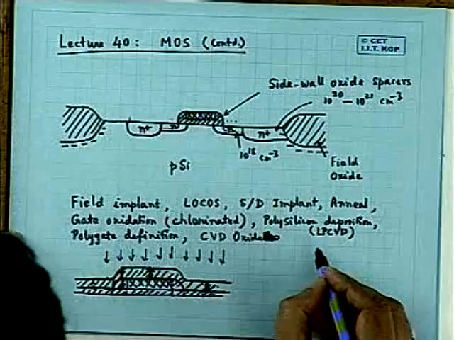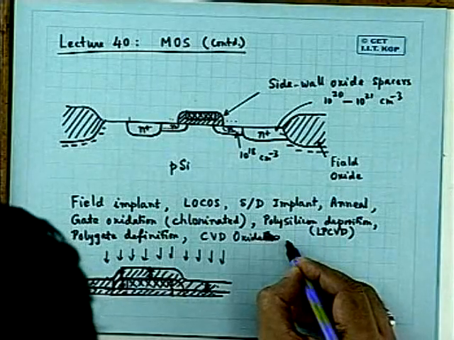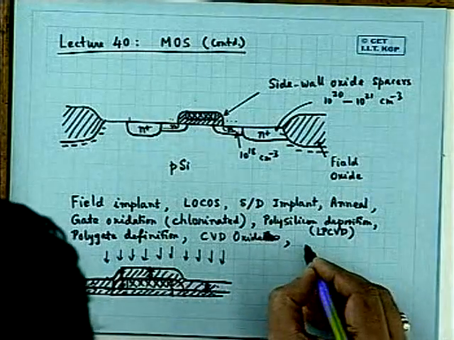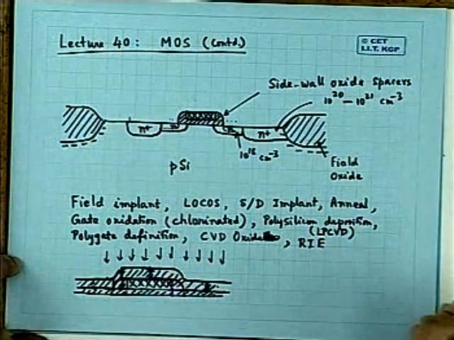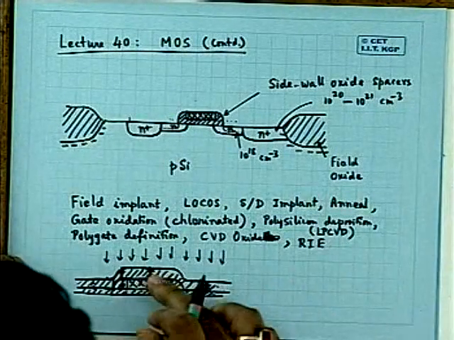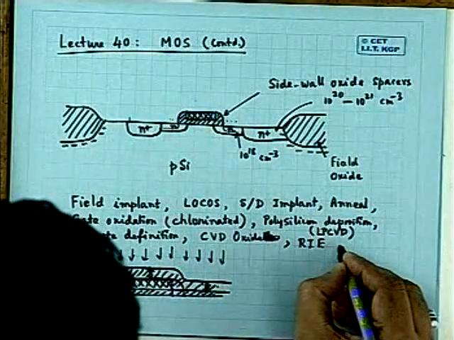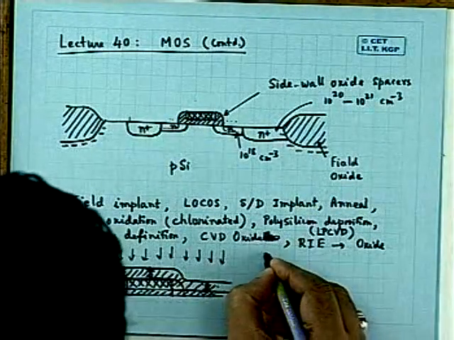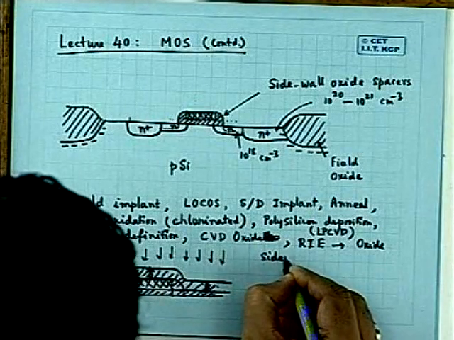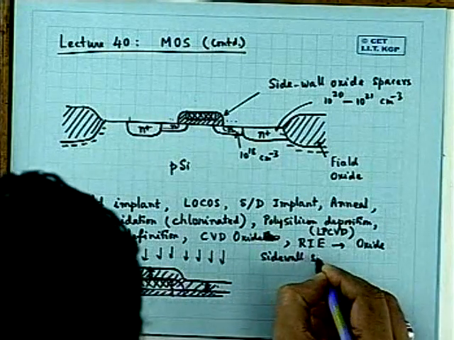So what is the next step is, I have forgotten to write. After CVD oxidation, you do RIE, reactive ion etching, to produce oxide sidewall spacers.